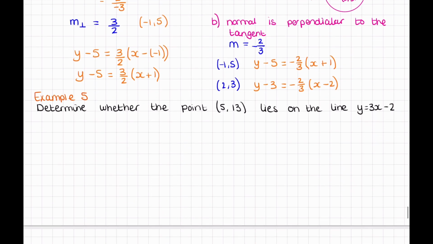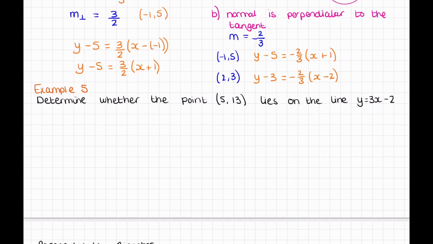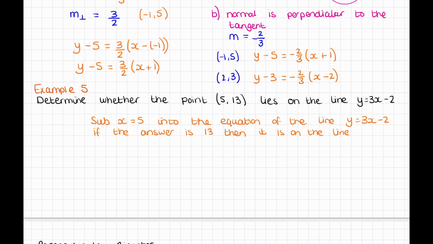Example 5, determine whether the point 5, 13 lies on the line. To do this, we need to just sub x equals 5 into the equation of the line. And then if the answer is 13, then it is on the line. So we'll do y equals, we've got 3x minus 2 is our equation. We'll sub in the 5, so y equals 3 times 5 minus 2, which equals 15 minus 2, which equals 13. As it's 13, therefore, it is on the line. It's that simple. And that is the end of this video.